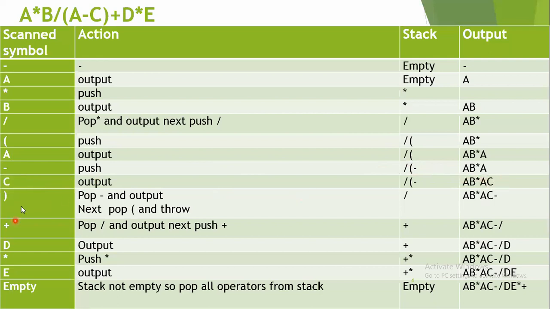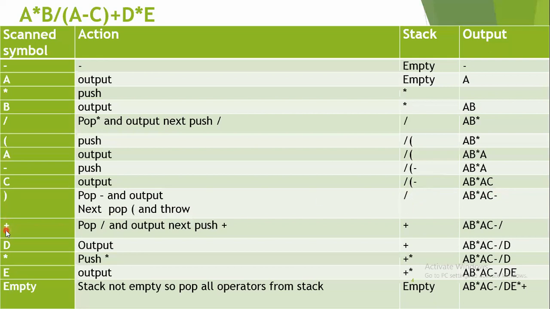Okay. Next symbol that is scanned is the closing parenthesis. So we have seen in the previous slide, when the closing parenthesis comes, what you have to do? You have to pop all the operators from the stack one by one, and place them on the output side until you find an opening parenthesis. And once you find an opening parenthesis, you have to pop it from the stack and just discard it, or just throw that opening parenthesis. And now the stack contains only one operator, that is the division operator.